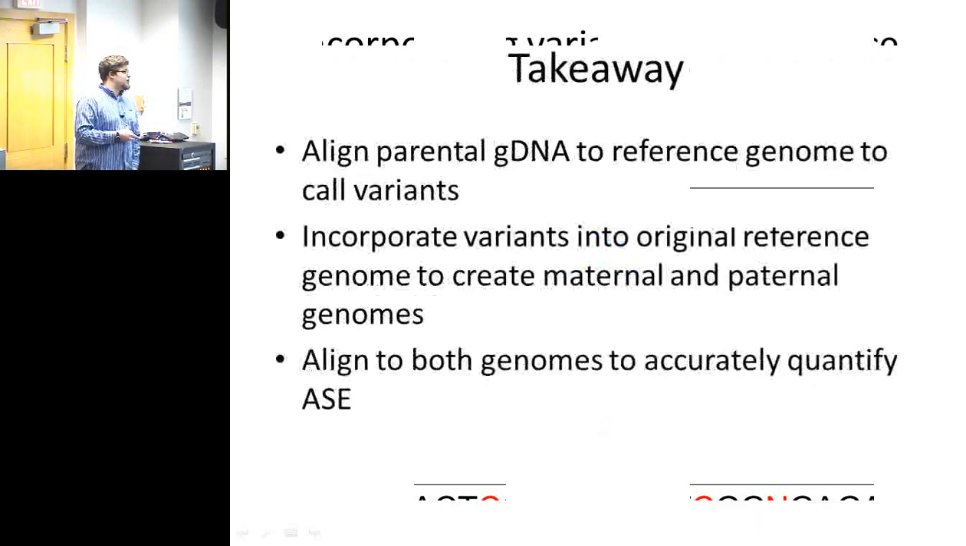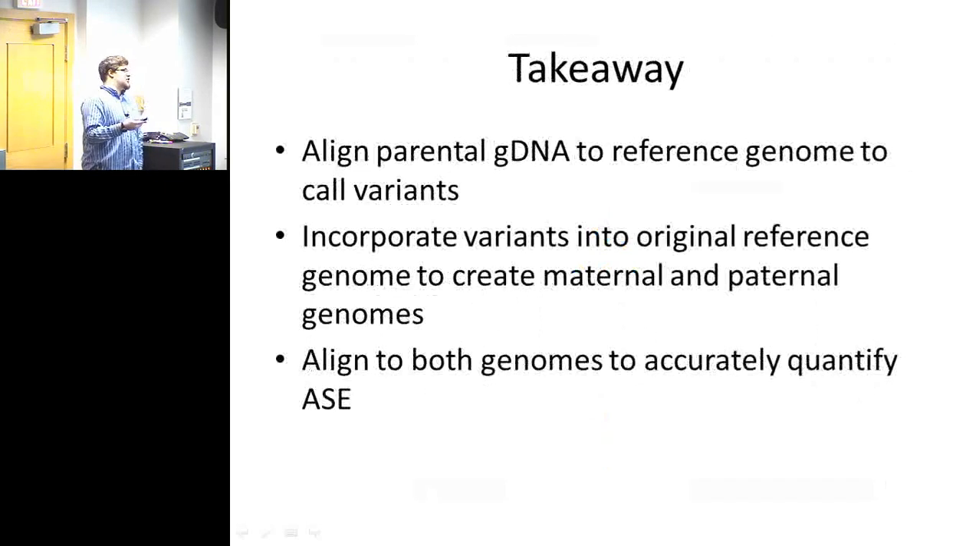So the takeaway here is that we can align individual parental genomic DNA to our reference genome to call variants. We can incorporate those variants into the original reference genome to create maternal and paternal genomes. And these are genomes that we can use in the aforementioned strategy to accurately quantify allele-specific expression.